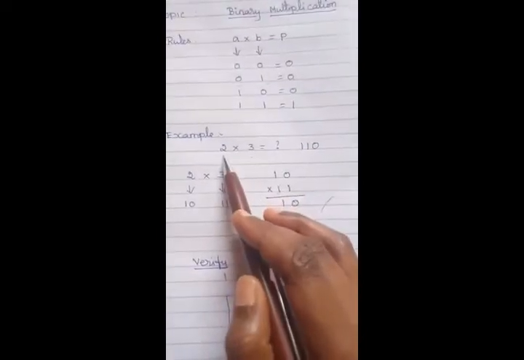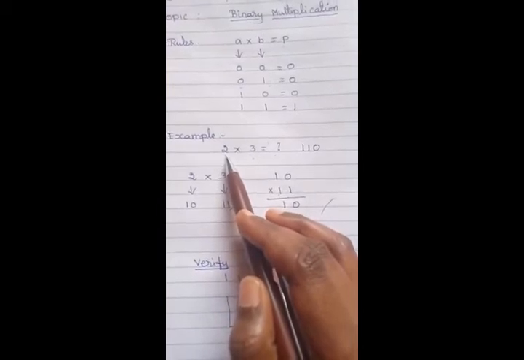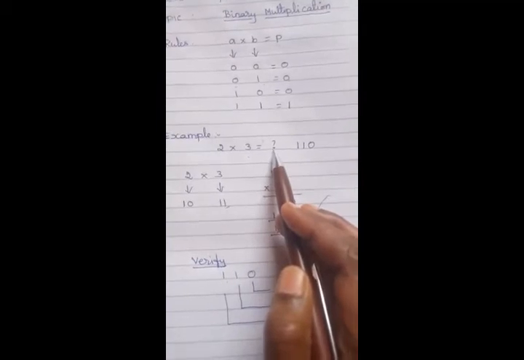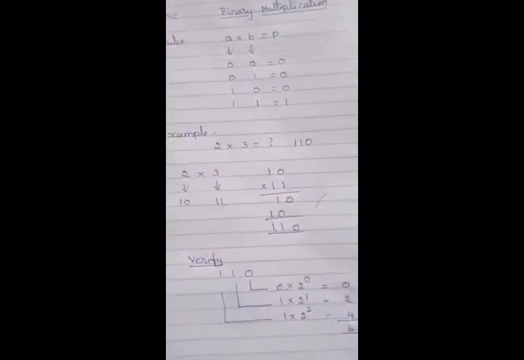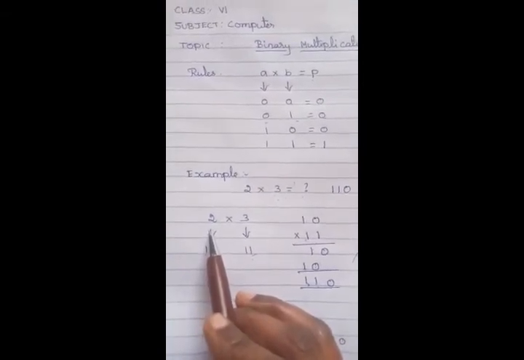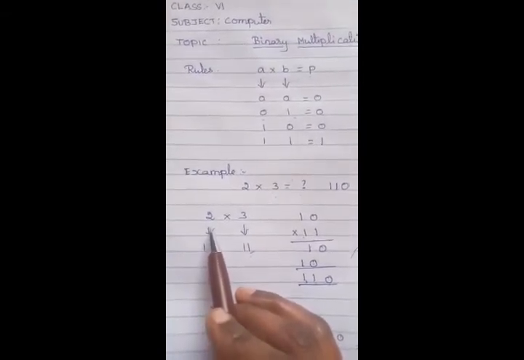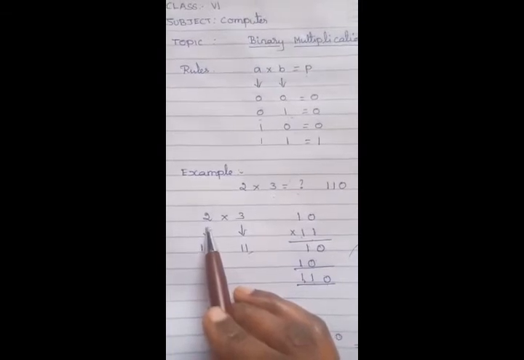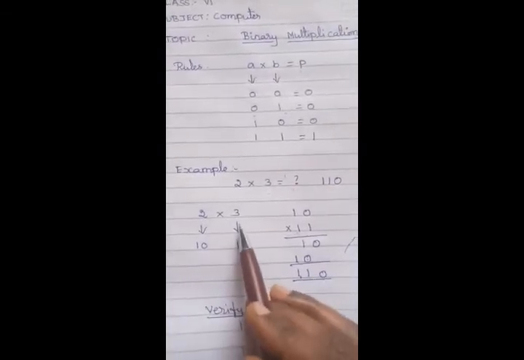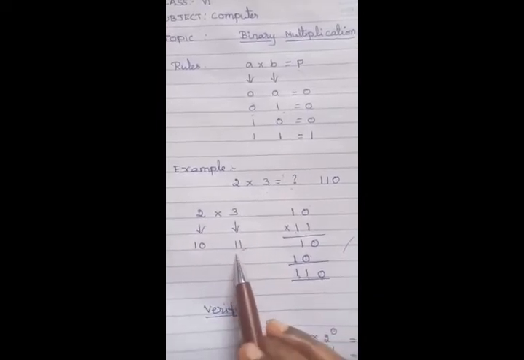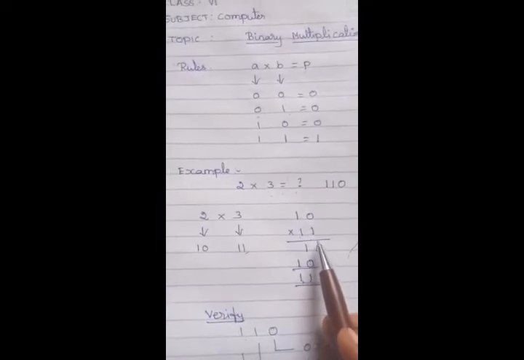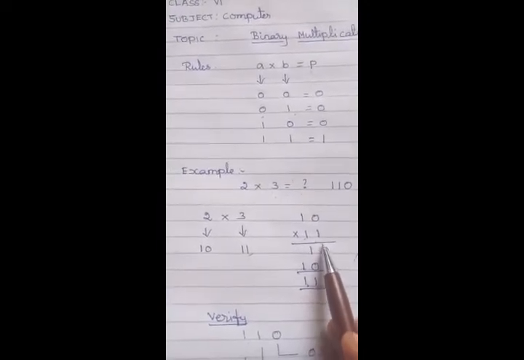Let's take an example. Suppose we want to multiply 2 into 3. Let's see what the product will be. Again, you have to convert both these numbers into their binary equivalents. The binary equivalent of decimal 2 is 1 0. The binary equivalent of decimal 3 is 1 1. Let's write them in the conventional multiplication form.